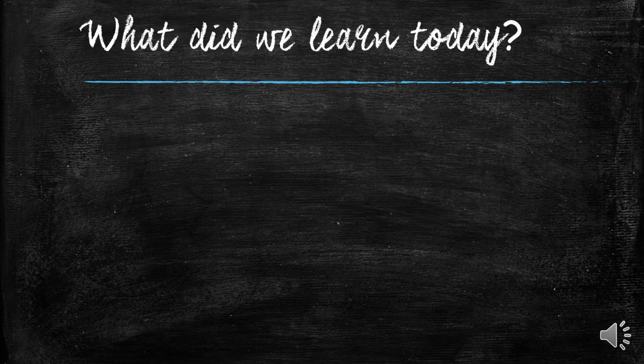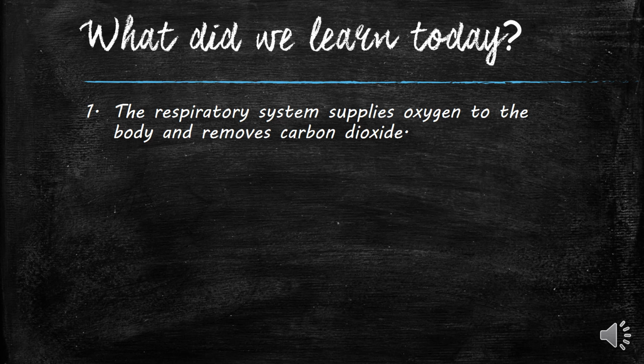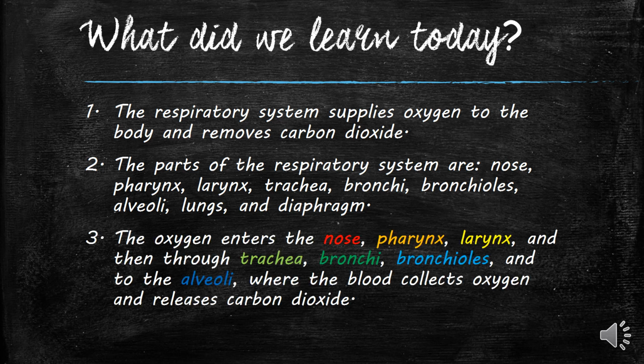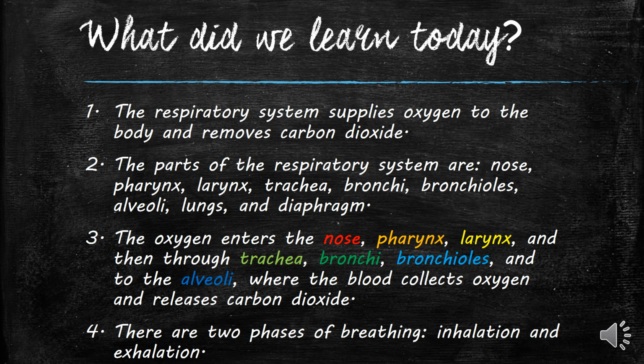What did we learn today? The respiratory system supplies oxygen to the body and removes carbon dioxide. The parts of the respiratory system are nose, pharynx, larynx, trachea, bronchi, bronchioles, alveoli, lungs, and diaphragm. The oxygen enters the nose, pharynx, larynx, and then through trachea, bronchi, bronchioles, and to the alveoli, where the blood collects oxygen and releases carbon dioxide. There are two phases of breathing, inhalation and exhalation.